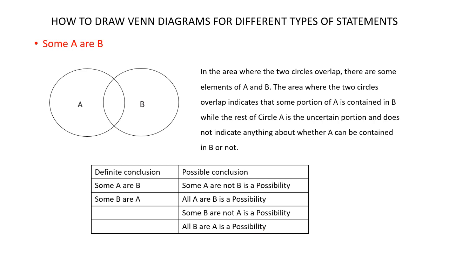Hope you have understood how to draw a Venn diagram for statements like some A are B, and also how to arrive at the definite conclusions and possible conclusions from the Venn diagram for the statements some A are B.